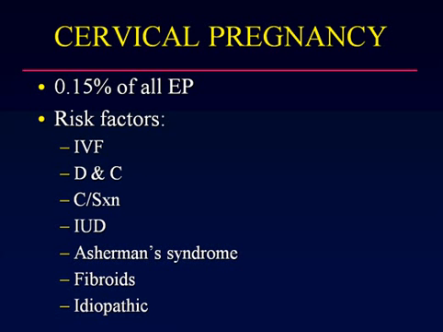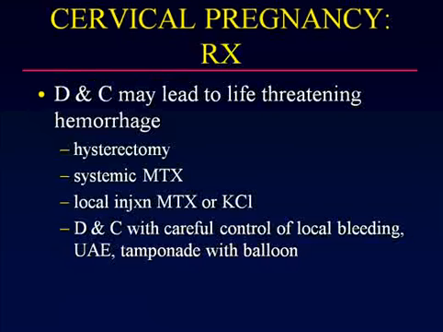Cervical pregnancies are also important to identify because they too have an increased risk of bleeding. These are an uncommon location of ectopic pregnancies. Risk factors include in vitro fertilization, prior D&C or C-section, presence of an IUD, Asherman syndrome or endometrial adhesions, as well as fibroids, but occasionally no predisposing factor can be described. And the problem with a cervical pregnancy is that if you think the patient is miscarrying and you do a D&C, the patient may end up with life-threatening hemorrhage.